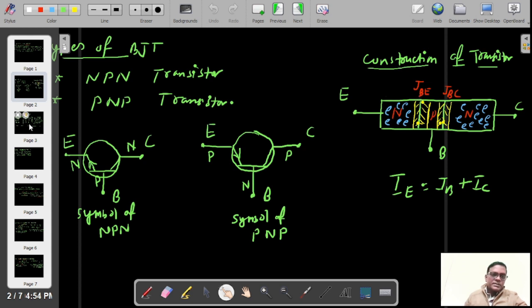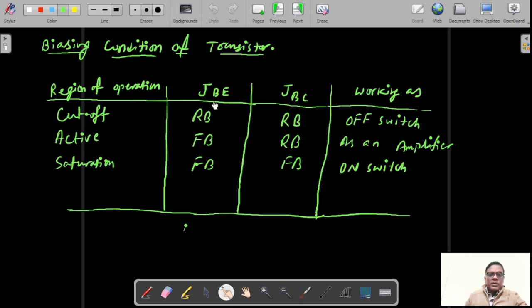So according to these conditions, here we have four columns: region of operation, where we have written the cutoff region, active region, and saturation region. These are the three regions in which the transistor will operate. Then the condition for the base emitter junction, the condition for the collector base junction, and working as. In the cutoff region, both the junctions should be in reverse bias condition. If both the junctions are reverse biased, definitely the transistor will work as an off switch. That means it will not provide any current at the output.